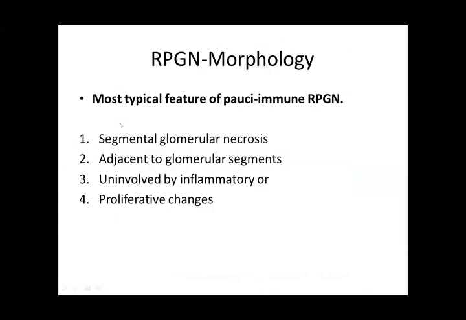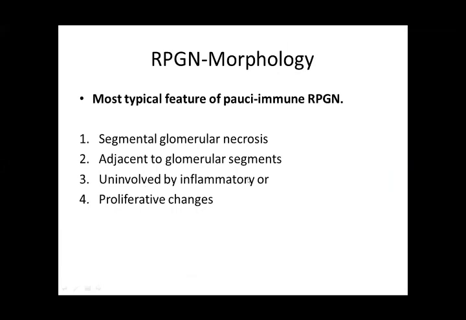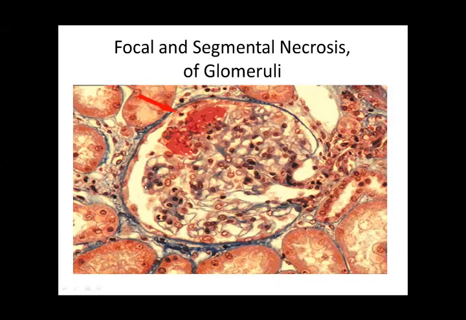The most typical feature of pauci-immune rapidly progressive glomerulonephritis is segmental glomerular necrosis adjacent to a glomerular segment uninvolved by inflammation or proliferative changes. Segmental glomerular necrosis, right? Adjacent to the glomerular segment. This is the glomerular segment. And then there is focal glomerular necrosis, uninvolved by inflammation or proliferative changes.